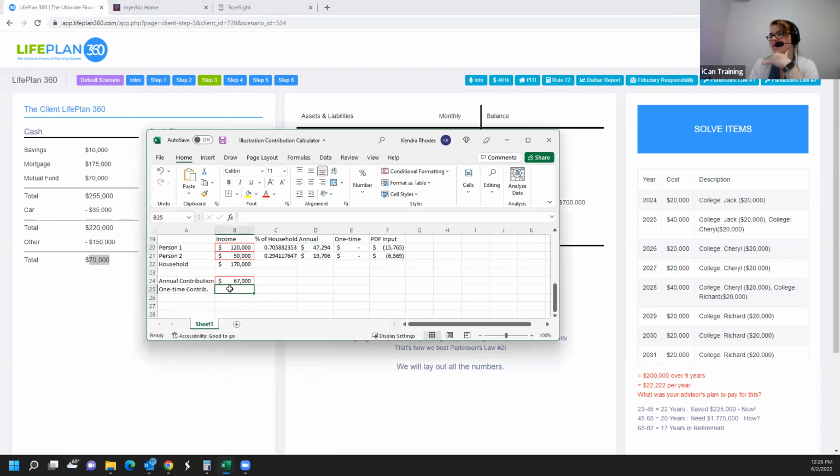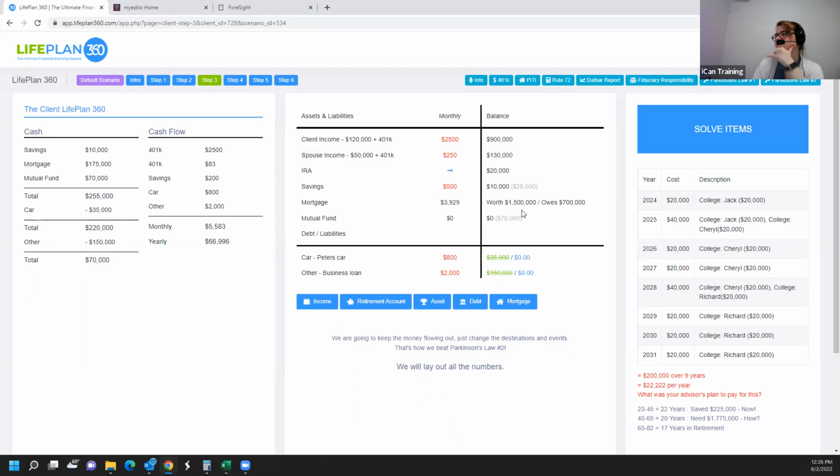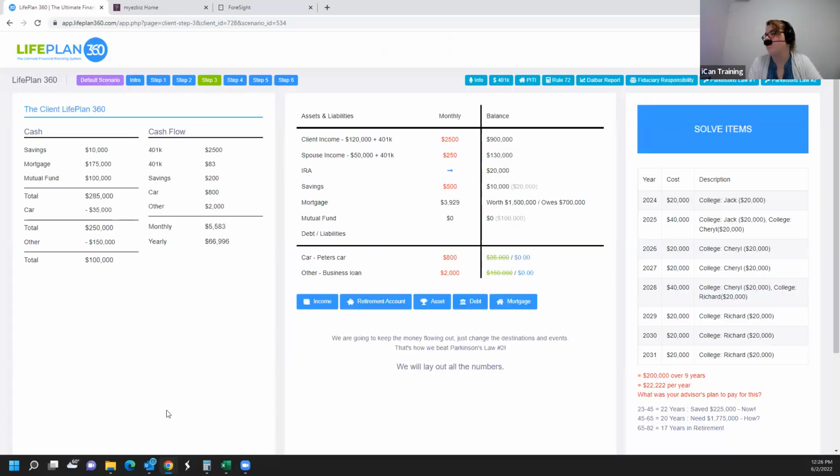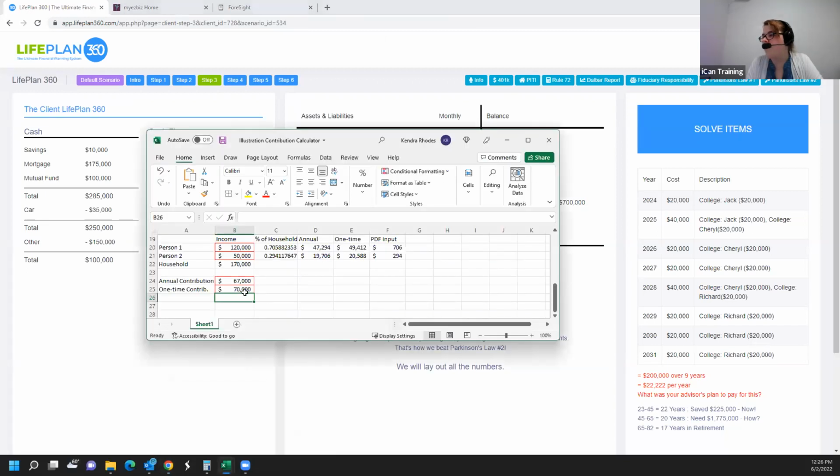Illustration contribution. So our one-time contribution is $70,000. Enter. Actually, we're going to make it $100,000. It just occurred to me that the math on that is not going to work out as I would like it to. So, $100,000, update. Great. So we're putting in $100,000 over here.